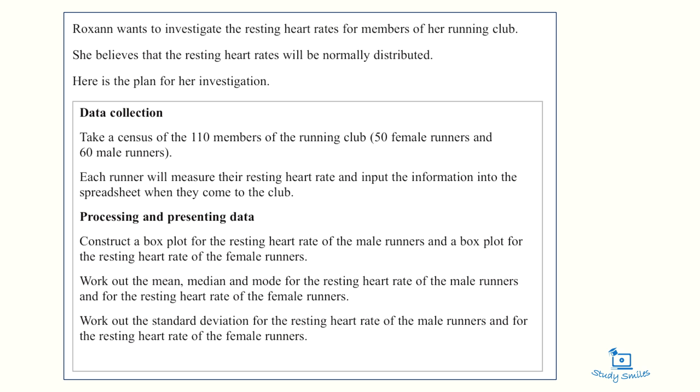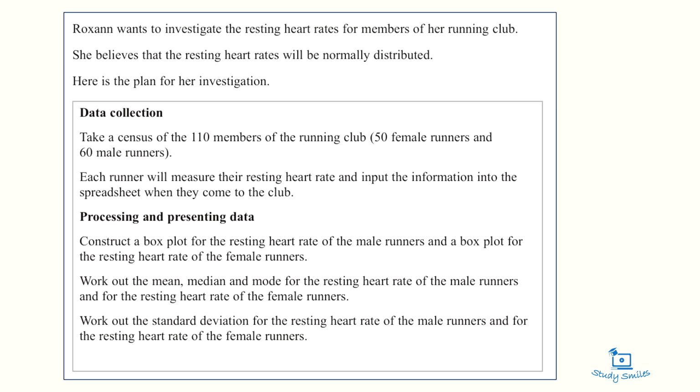Data collection. Take a census of the 110 members of the running club, 50 female runners and 60 male runners. Each runner will measure their resting heart rate and input the information into the spreadsheet when they come to the club.